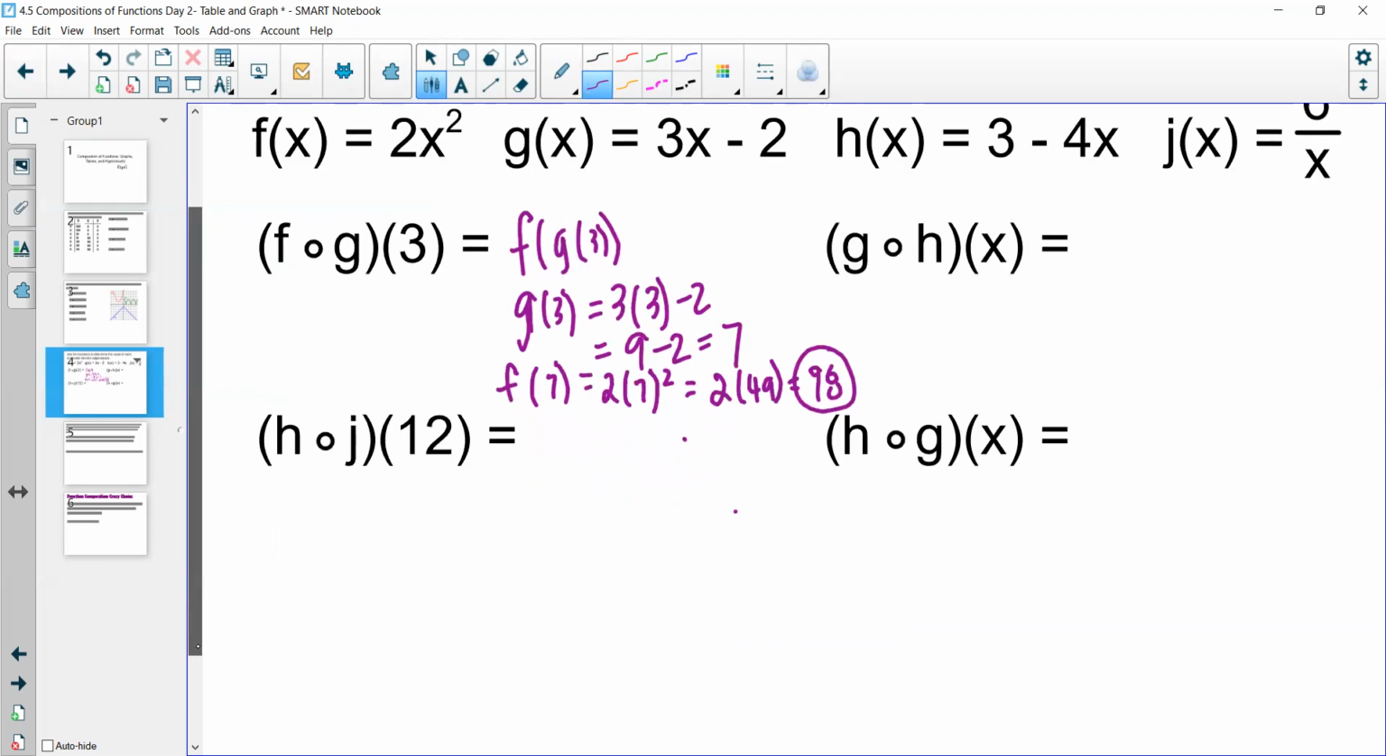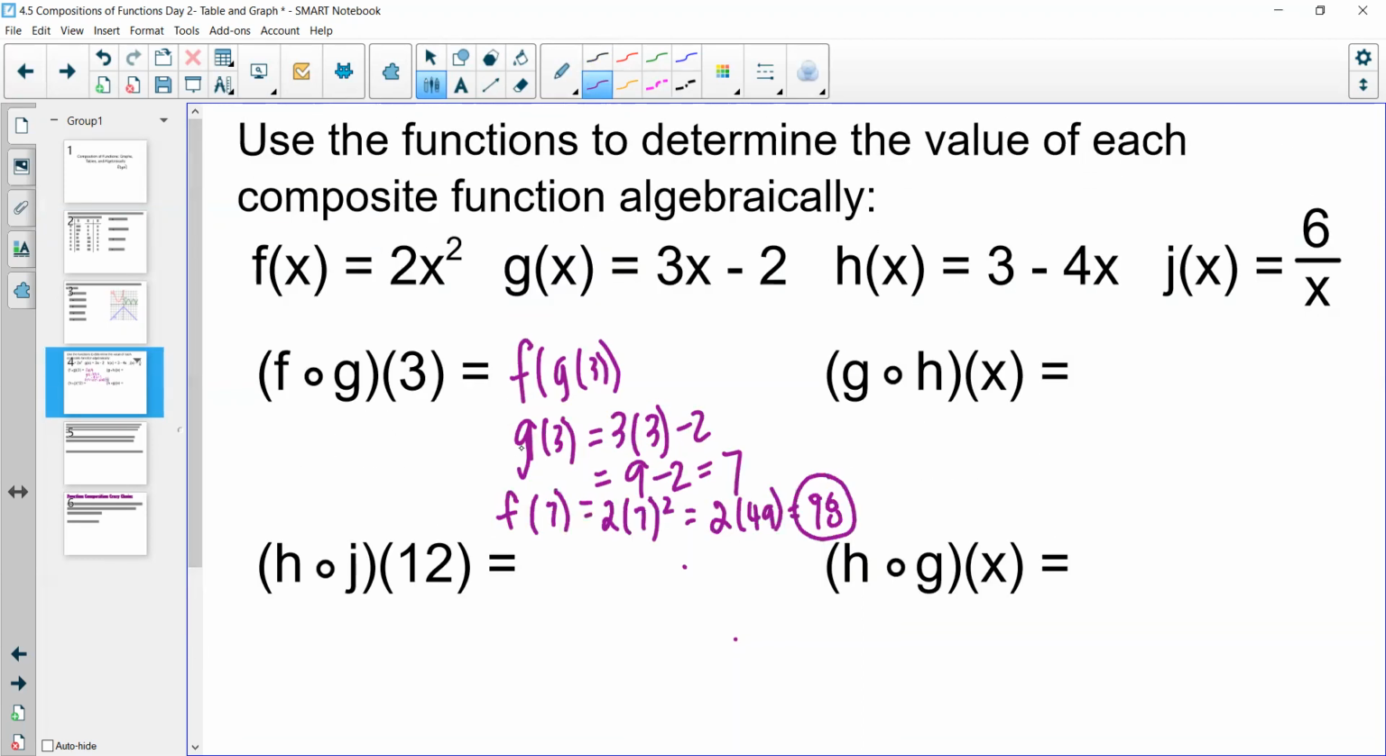Now let's take a look at h composed of j of 12. Now again, just like before, we know that that's going to be the same as h of j of 12, meaning that what we're going to do here is substitute 12 into j, get out whatever our answer is, and then substitute that into the function h.